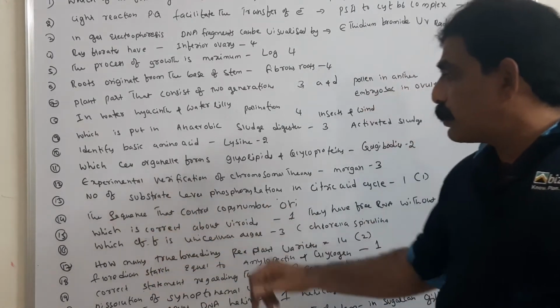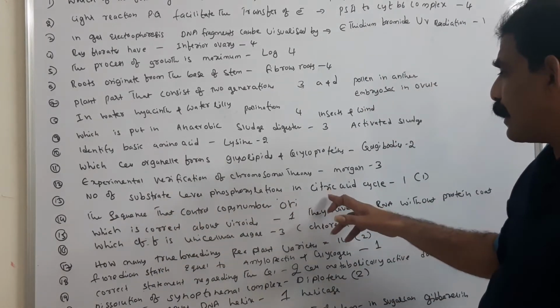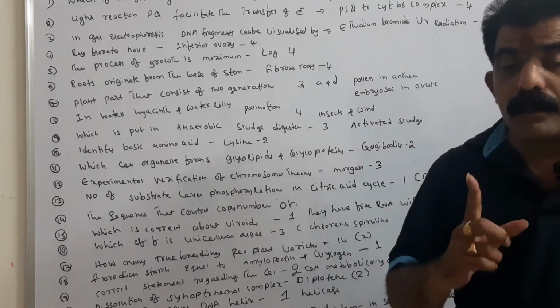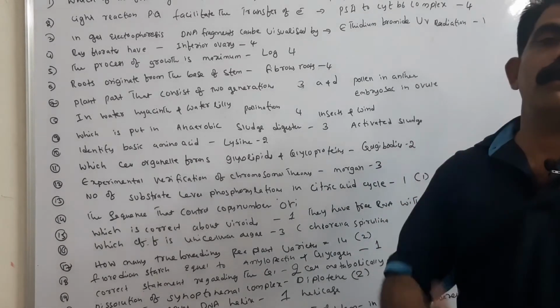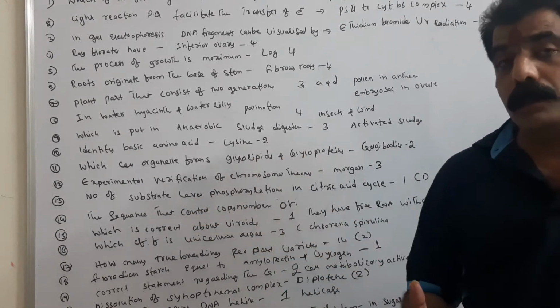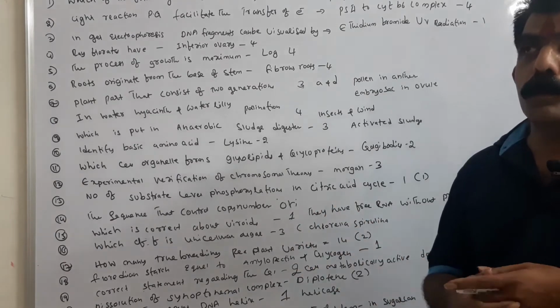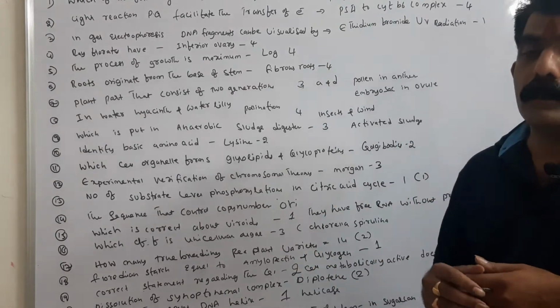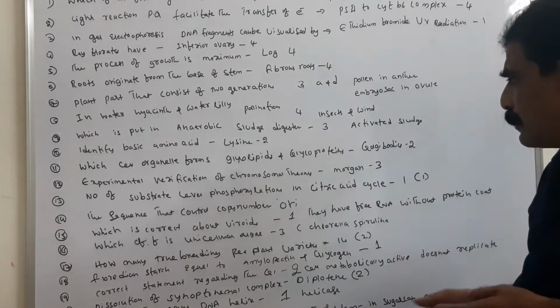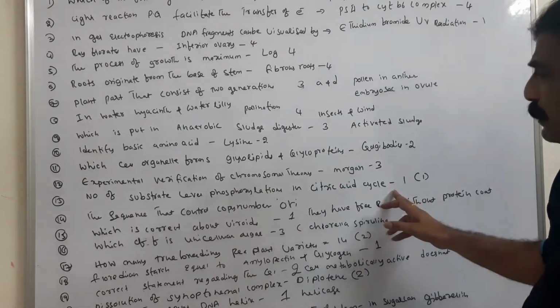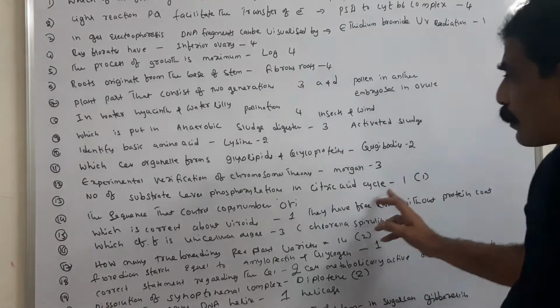Next, number of substrate level phosphorylations in the citric acid cycle. In one turn of the citric acid cycle, there is one substrate level phosphorylation, in the step from succinyl coenzyme A to succinic acid. Per 2 cycles it would be 2, but here it is asked per turn, so it is one substrate level phosphorylation. The right answer is 1, right option also 1.